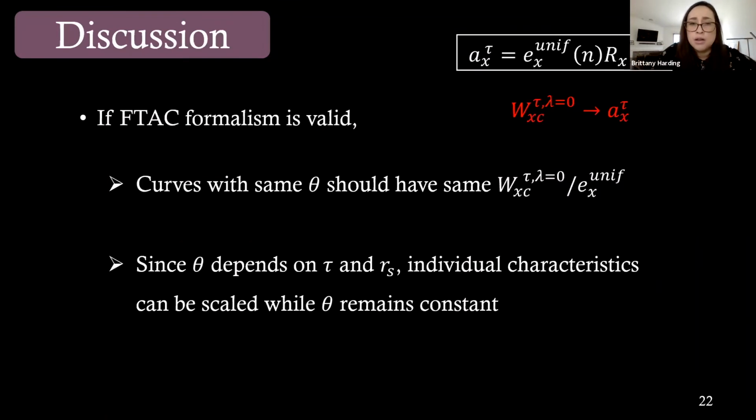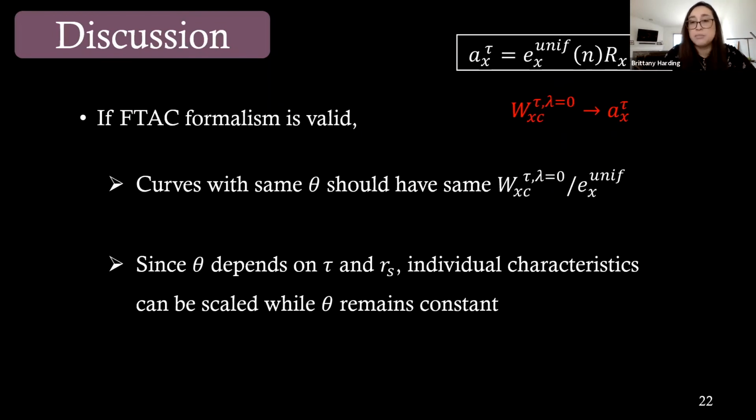Okay, so if our formalism is valid, then recalling the box equation, along with the fact that WXC goes to AX at lambda equals 0, our exchange correlation energy should equal, or WXC should equal AX at lambda equals 0. If we take the ratio of WXC at lambda equals 0 to EX for curves generated with the same theta, then all of these curves should line up at the same point at lambda equals 0. So we can achieve multiple curves with the same electron degeneracy by manipulating tau and RS. These individual characteristics can be scaled while keeping theta constant.